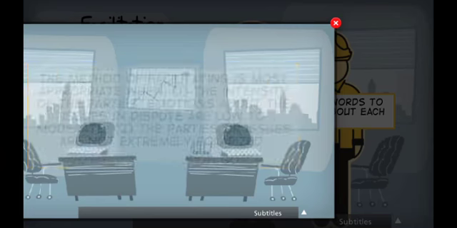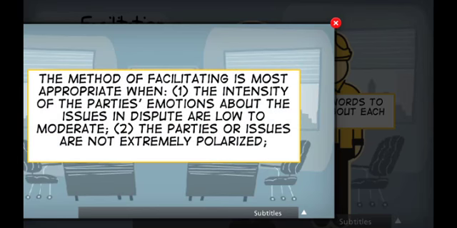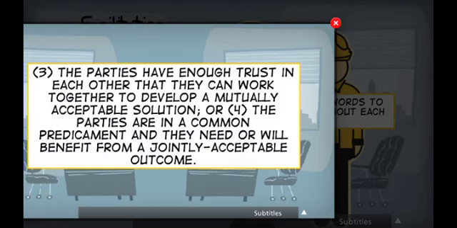The method of facilitating is most appropriate when 1. The intensity of the parties' emotions about the issues in dispute are low to moderate. 2. The parties or issues are not extremely polarized. 3. The parties have enough trust in each other that they can work together to develop a mutually acceptable solution. Or 4. The parties are in a common predicament and they need or will benefit from a jointly acceptable outcome.